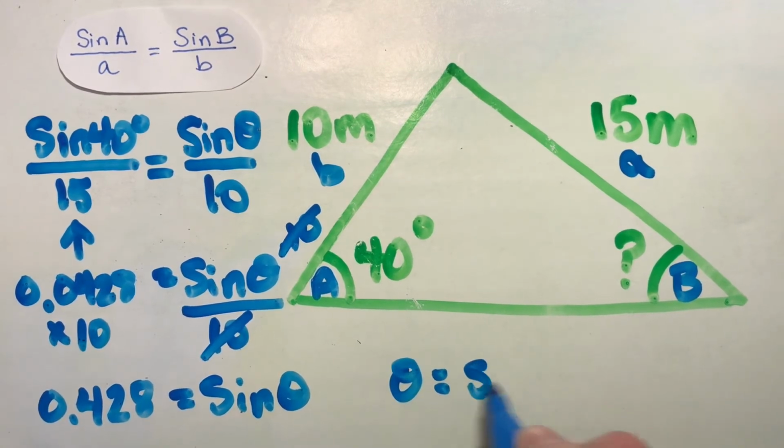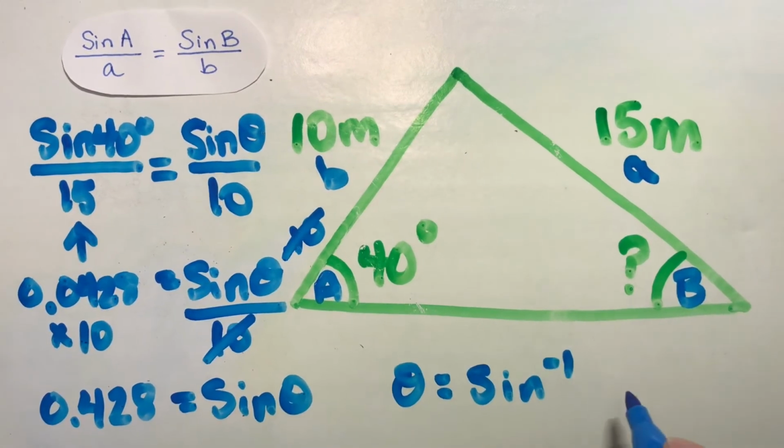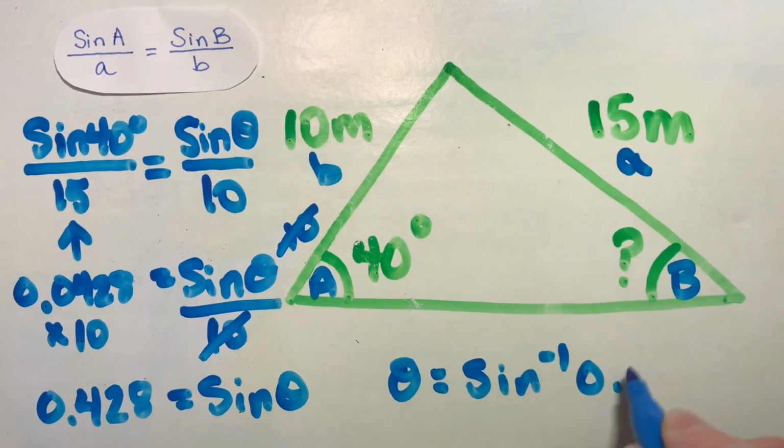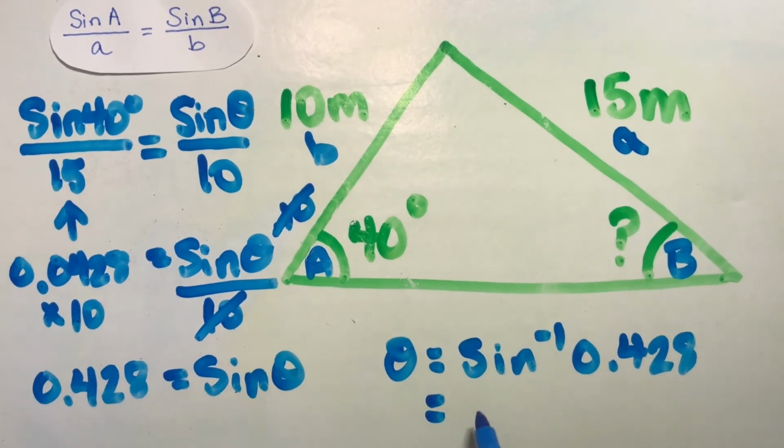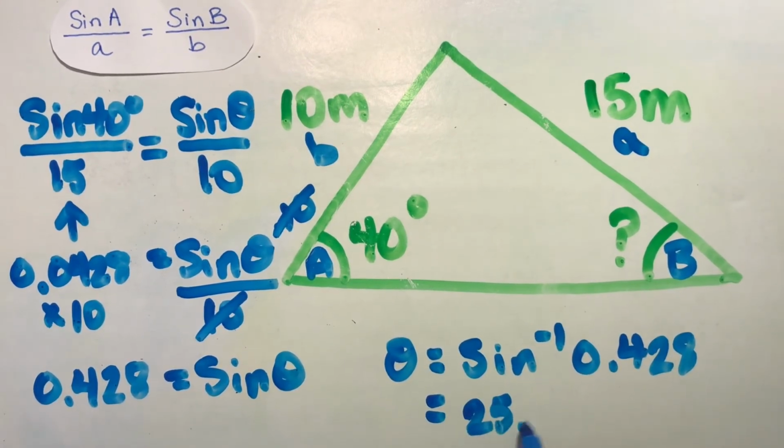So this is the case where I'm going to use the inverse sine function of this decimal. So inverse sine of 0.428. Plugging that into the calculator is going to give me my final angle, which is 25.4 degrees.